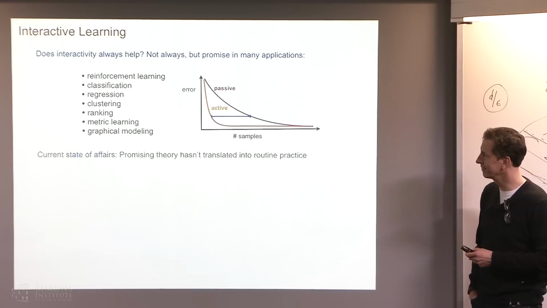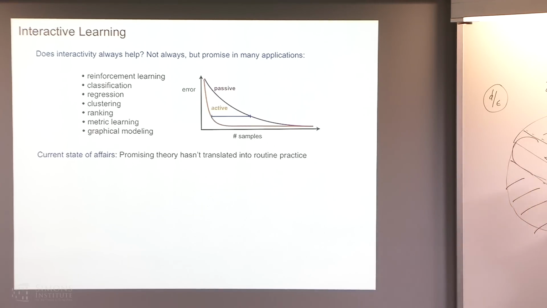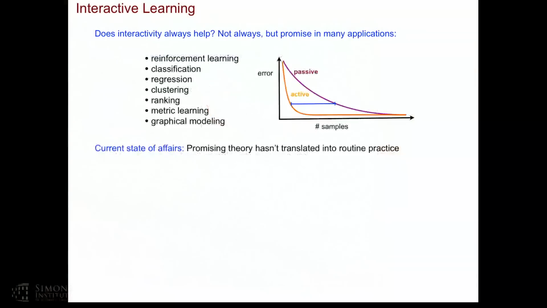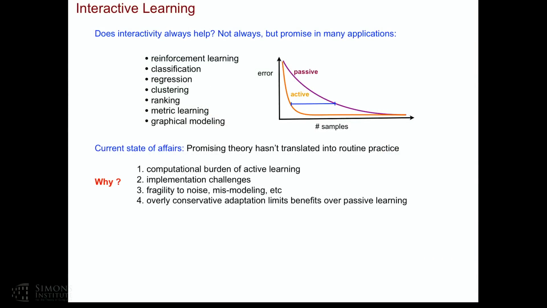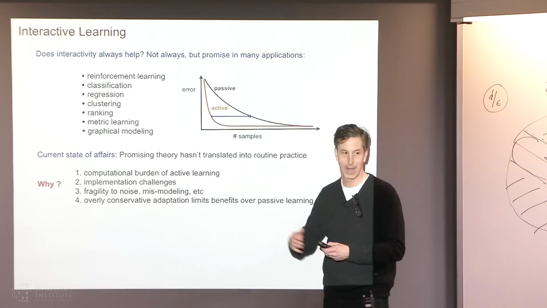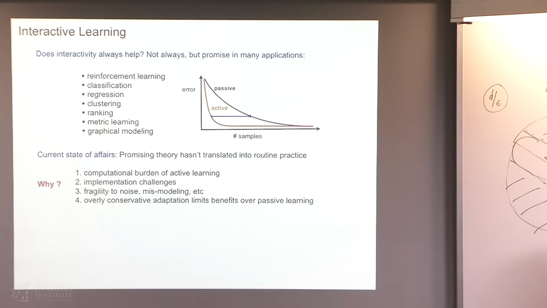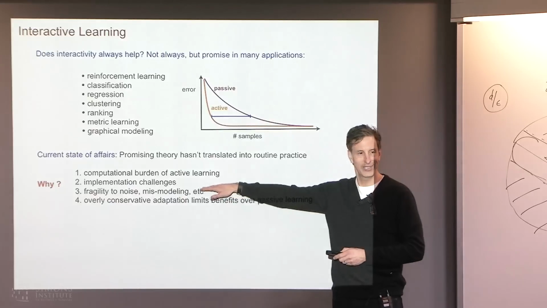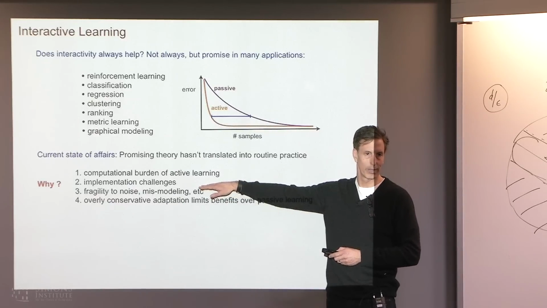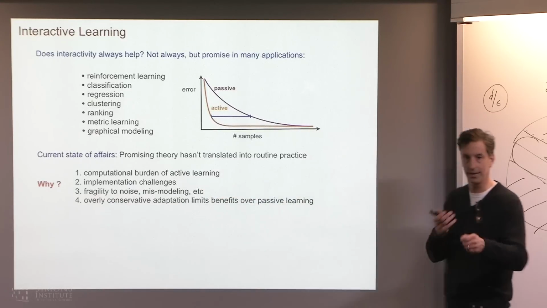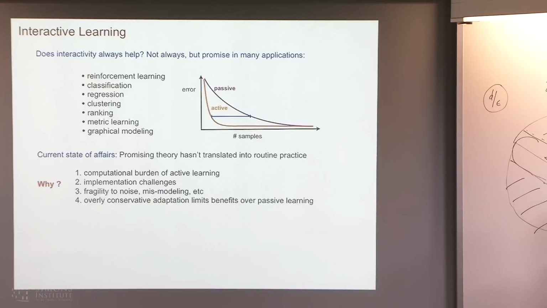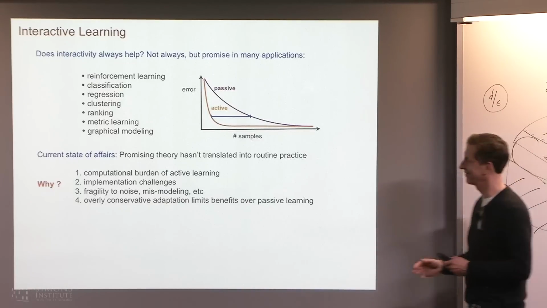The current state of affairs is that promising theory in a lot of these areas hasn't translated into routine practice. So why is that? I've already mentioned computational burden, perhaps of finding and selecting the best questions to ask, the best samples to collect. Challenges just of implementation: how do you really do it in the real world when, say, you're working with humans and you have to do things almost in real time? Can you really carry this out?